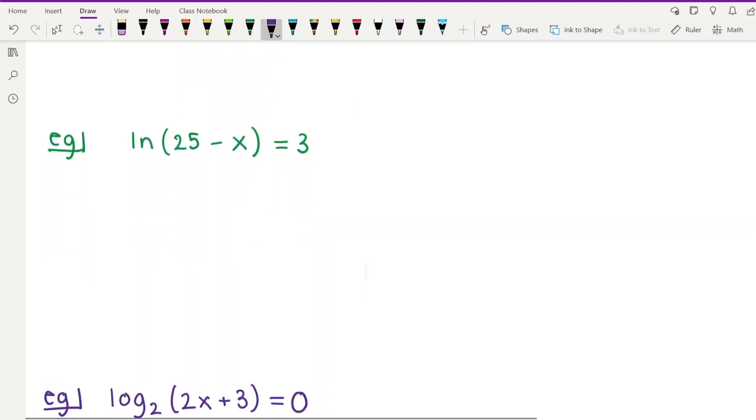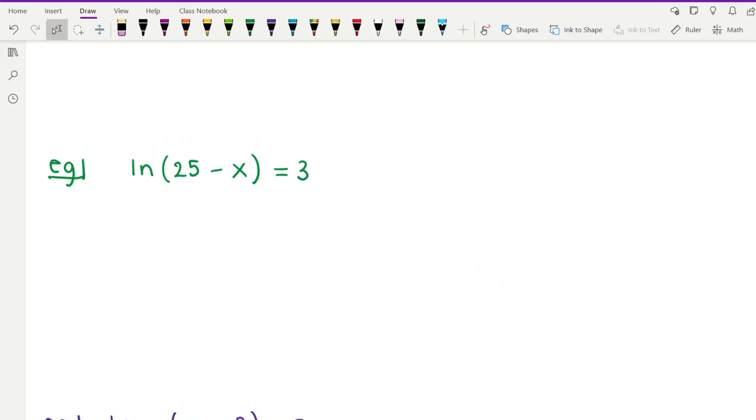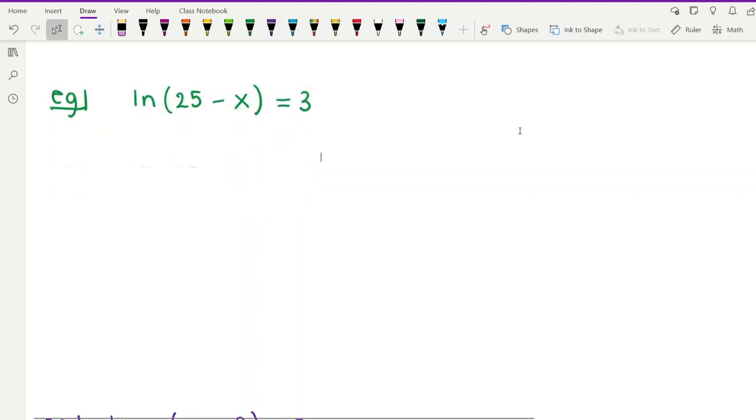So let's look at another example. So this one says ln of 25 minus x is equal to 3. Let me just scooch this up a teeny bit to give us a little more space. Okay, so let's do the same thing we did in the last one and rewrite this in that exponential form. So remember that for ln, the base is e. And so we have e raised to the third power is equal to 25 minus x, right? Because the 3 is our exponent, and then e raised to the third power is supposed to give us the value inside of the logarithm.